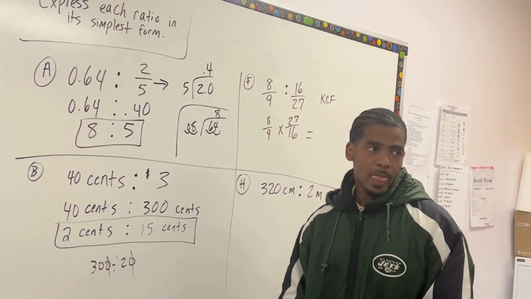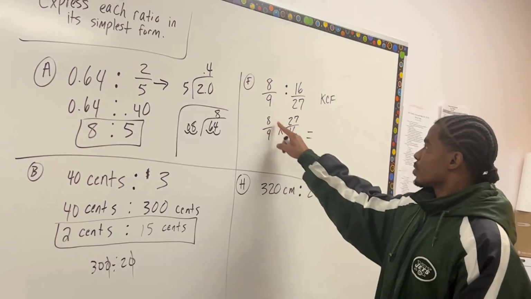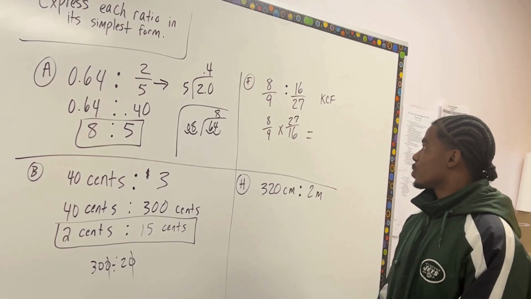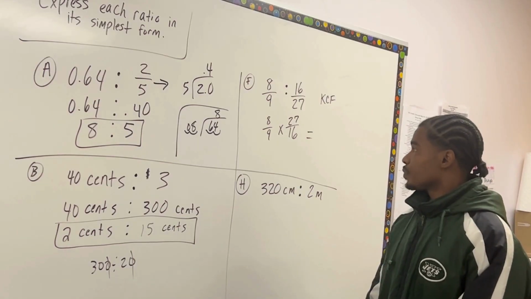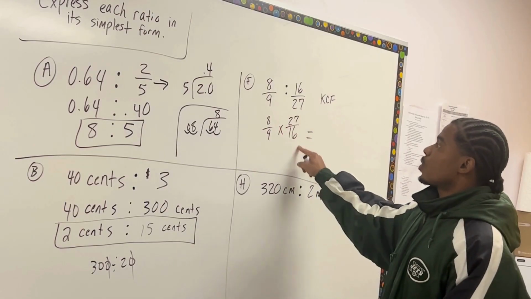Go ahead. Simplify it. Good. So you cross the 8 and then put a 2 under the 16. And then for the 9, you cross the 9 and put a 1. And then you put a 3 on top of the 27. Good. So what he's saying is you can cross simplify.